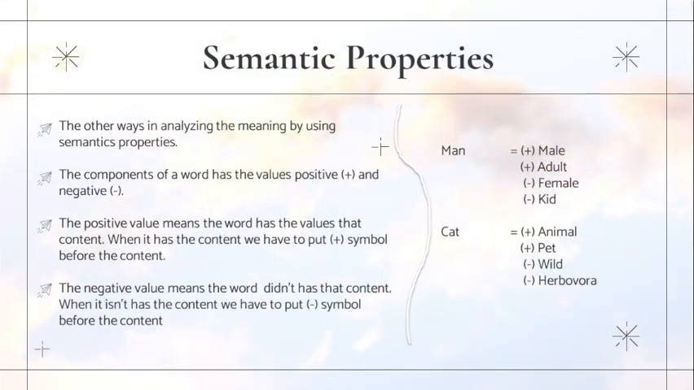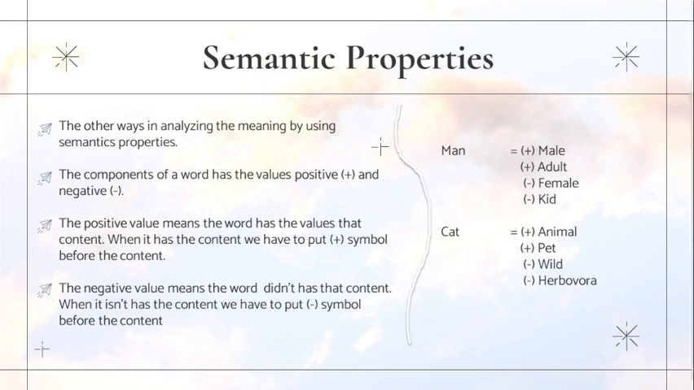Okay, next, semantic properties. Another way of analyzing meaning is by using semantic properties. Semantic properties is the way of seeing the meaning of a word by seeing the properties or content of the word. Every word has the content that builds it. The components of a word have values, positive and negative. The positive value means the word has that content. When it has the content, we put a positive symbol before the content.